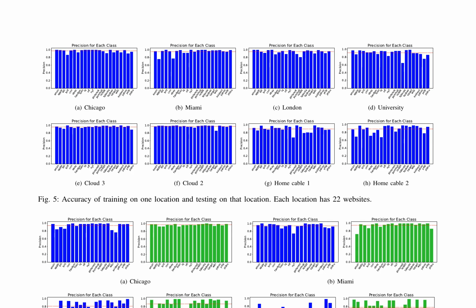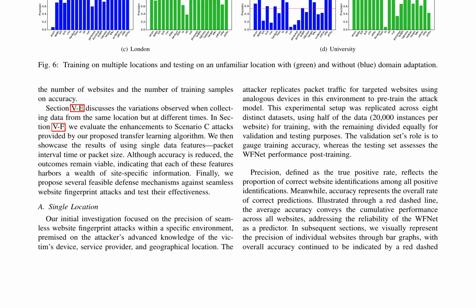Our evaluation also explores the impact of increasing the number of websites and training samples on accuracy. We find that while increasing the number of websites and training samples can lead to higher accuracy, it also introduces potential overfitting issues. Furthermore, we demonstrate that WFNet can maintain high accuracy even when utilizing single data features, such as packet interval time or packet size.